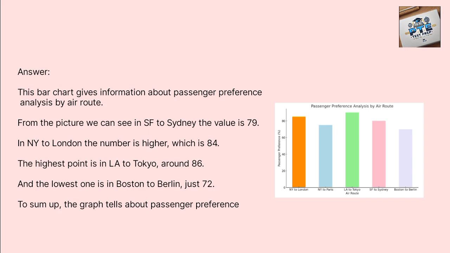The highest point is in LA to Tokyo, around 86, and the lowest one is in Boston to Berlin, just 72. To sum up, the graph tells about passenger preference.